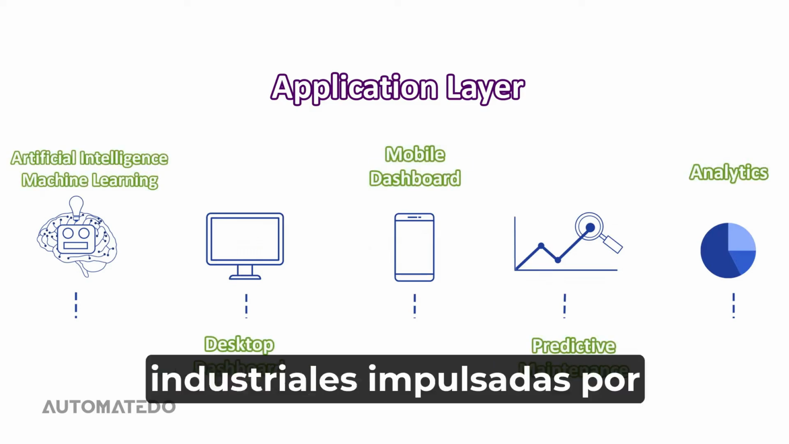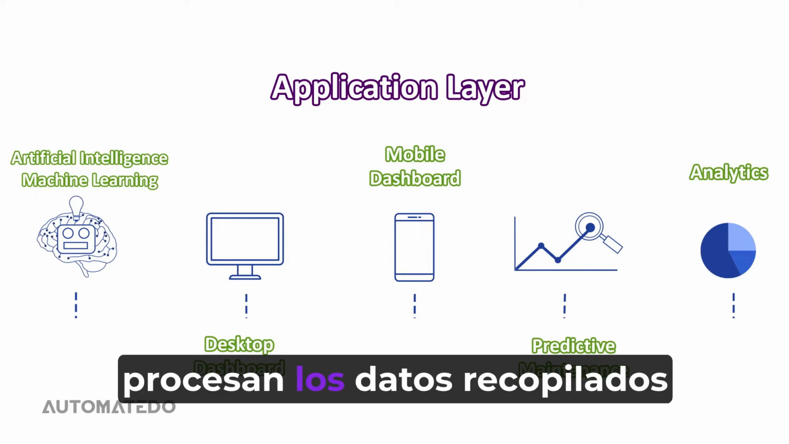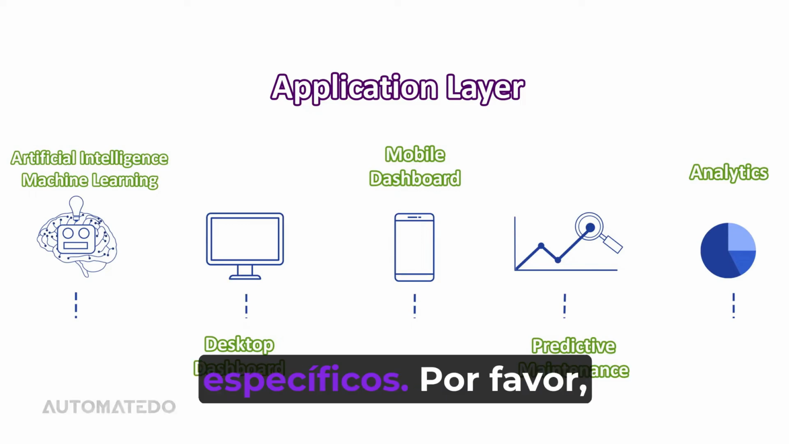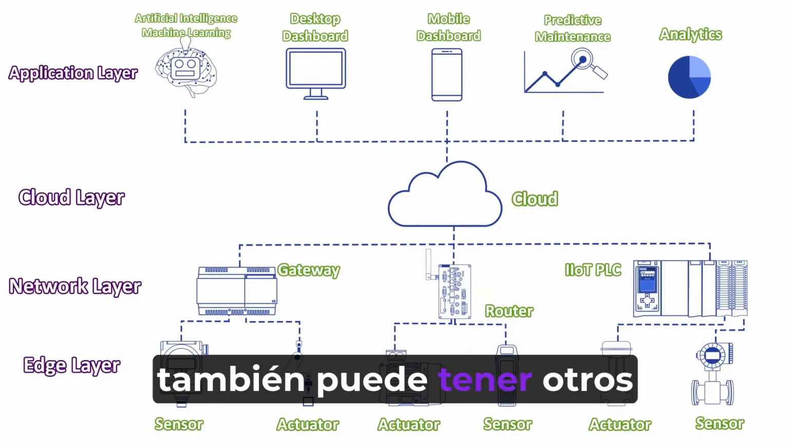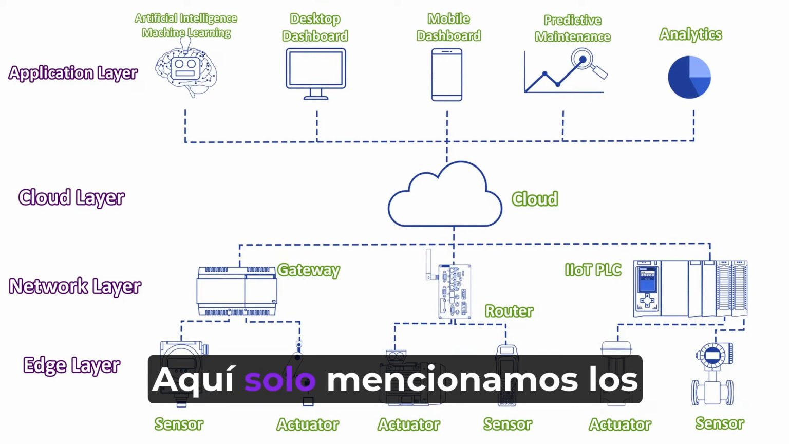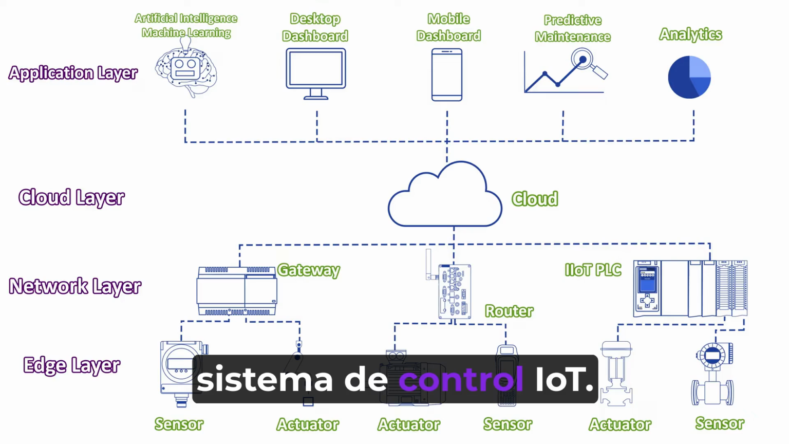It includes computer-driven industrial applications that manipulate and process the collected data to offer specific services. Please note, the IoT system can also have other levels and components. Here we just mentioned the main ones that exist in every IoT control system.